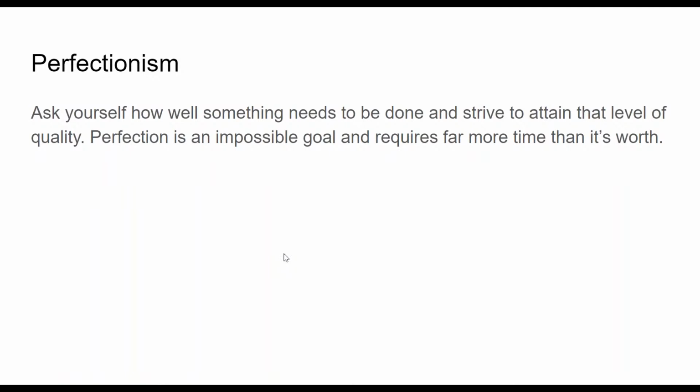The next thing, perfectionism. Ask yourself how well something needs to be done and strive to attain that level of quality. Perfectionism is an impossible goal that requires far more time than it's worth. A lot of the time, perfectionism stops people from succeeding, right? For example, when people launch products or courses or start their online business, they want every single thing to be perfect in order for them to launch. Well, guess what? It's never going to be perfect.